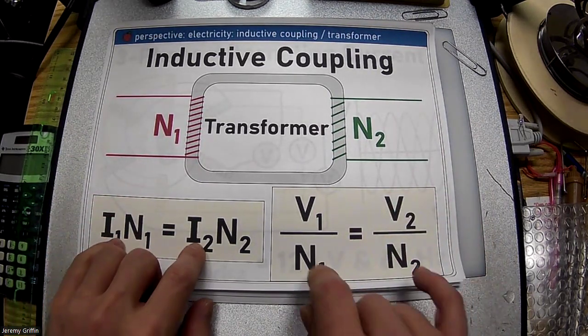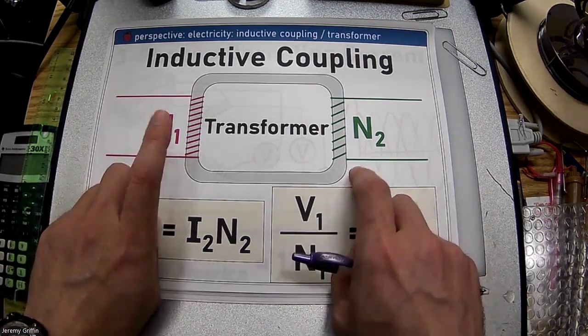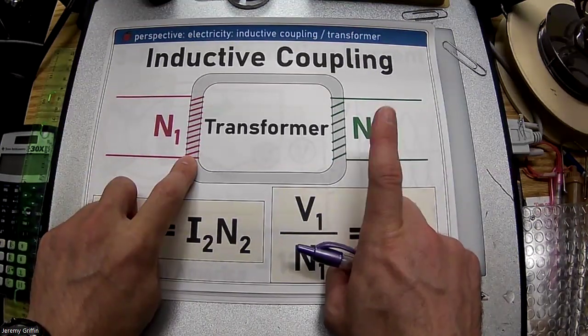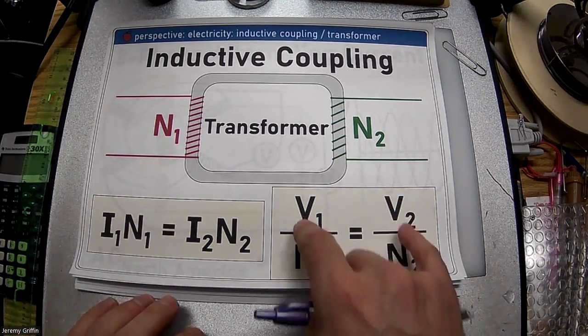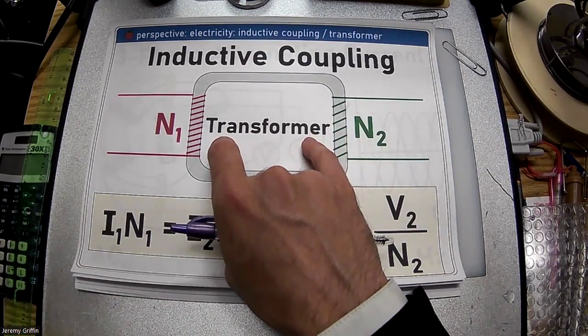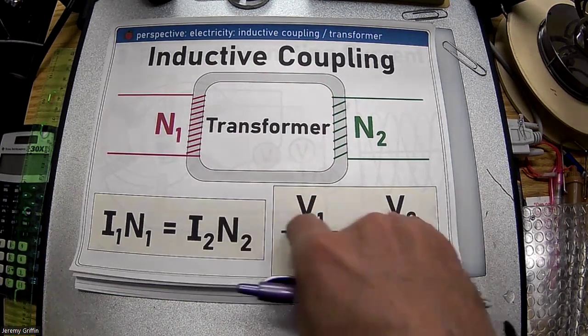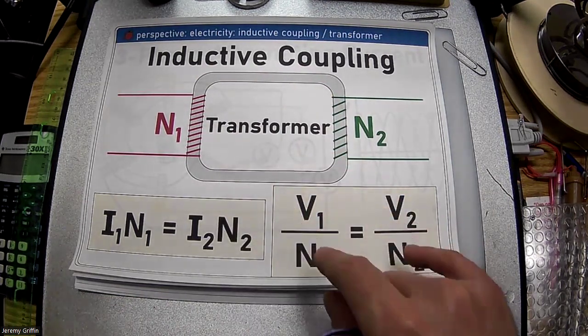But that current changes. The current in amps changes and the voltage also changes, right? So if I'm going from left to right, from a large number of coils to a small number of coils, I can tell you that I'm stepping down the voltage. This is a really useful mechanism. The mechanism is called a transformer, and the principle is called inductive coupling. These are used all over the place in the electric grid.